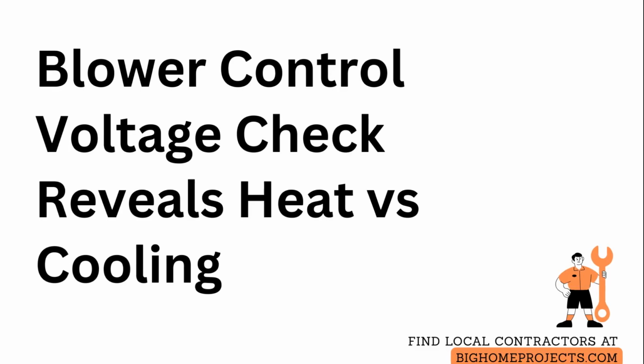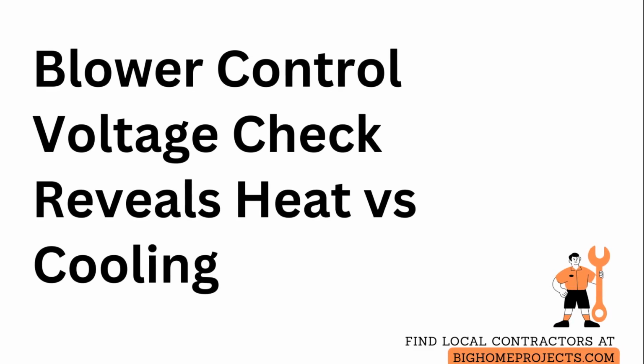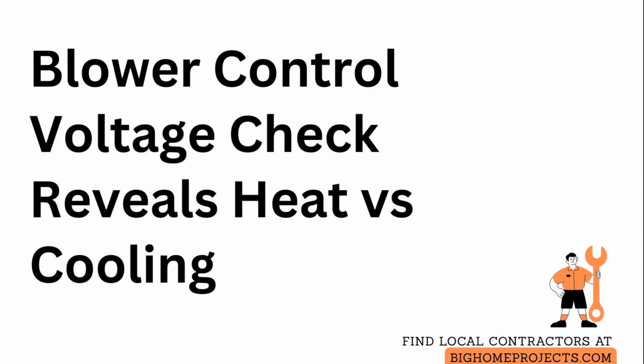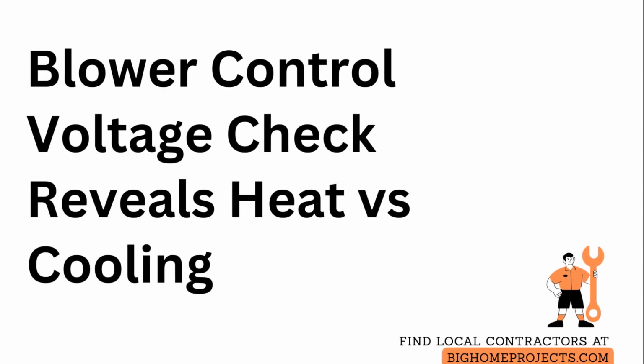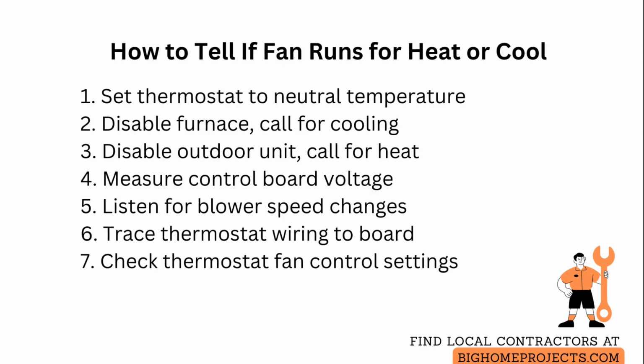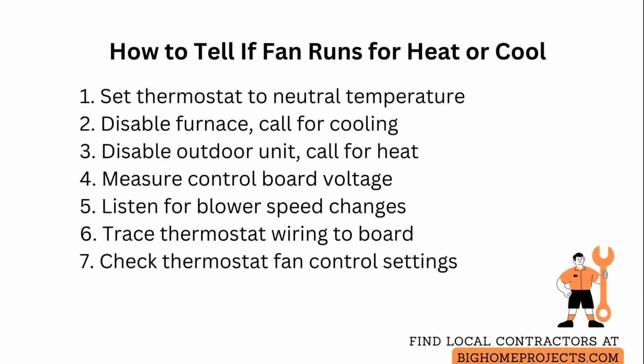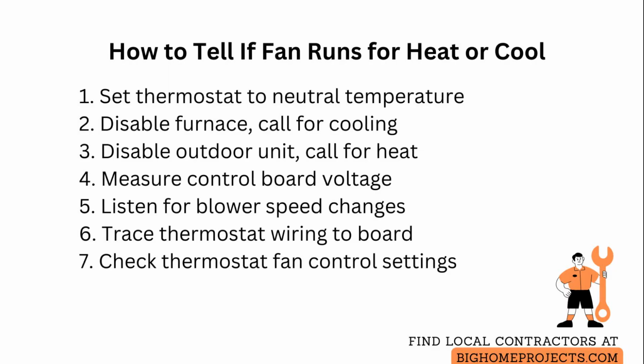Determine whether the blower fan runs for heating or cooling by systematically isolating heat and cooling calls and observing the control signals that activate the fan. Start by turning the thermostat fan setting to on and then back to auto to confirm baseline behavior. If the blower continues on a heat or cool call, set the thermostat to a neutral temperature where neither heat nor cooling should operate and observe whether the fan still runs.